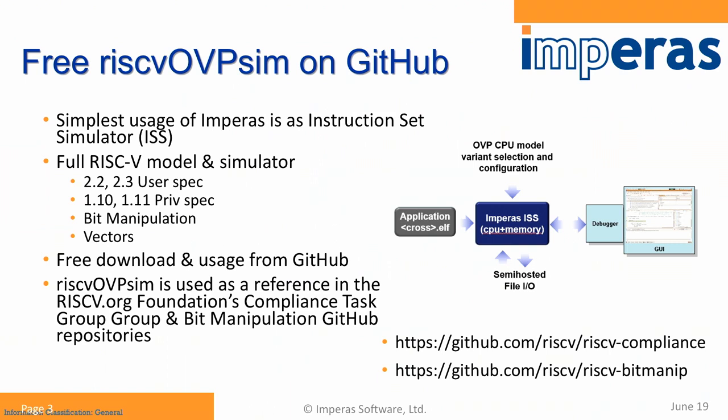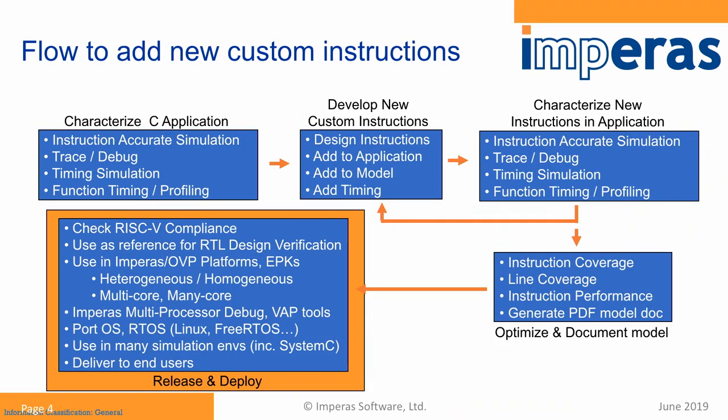And it's currently up to date to the current specs as of last Friday, which is the full ratified user, the ratified privilege, the vectors, and the bit manipulation stuff up to, I think, 4 o'clock on Saturday afternoon. So it's a full implementation of all of the specification that's sort of stable out there. And it's available on GitHub. You can just download it. And it's actually used in the compliance group and available from the bit manipulation group as well.